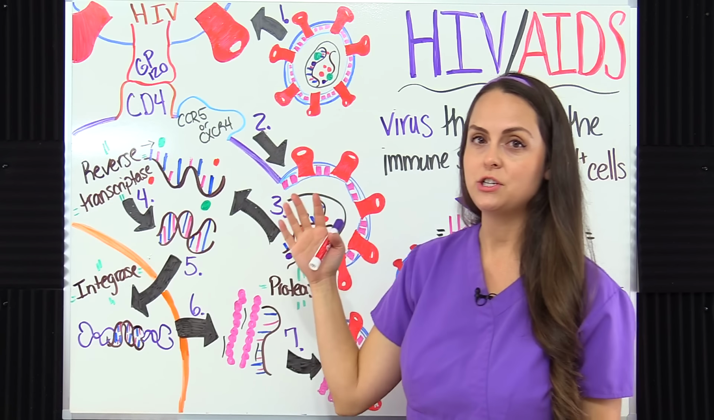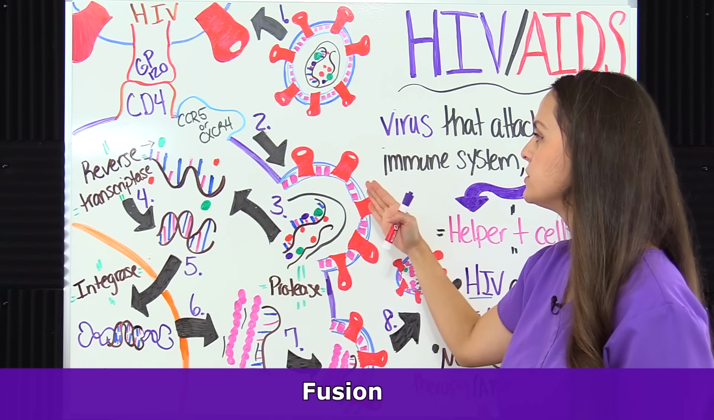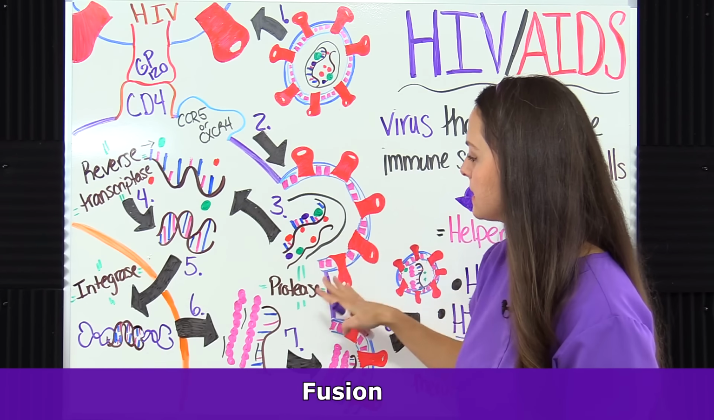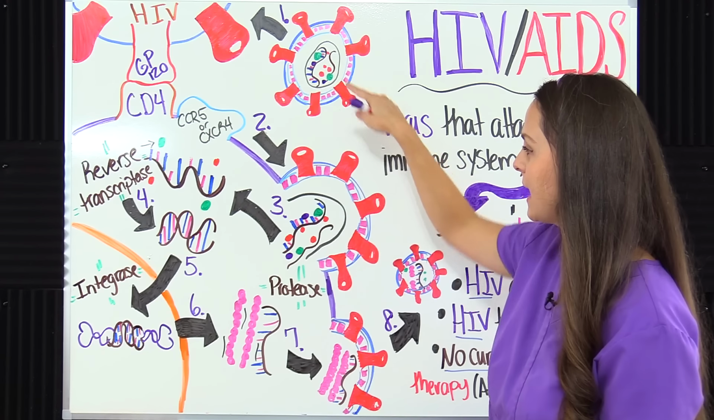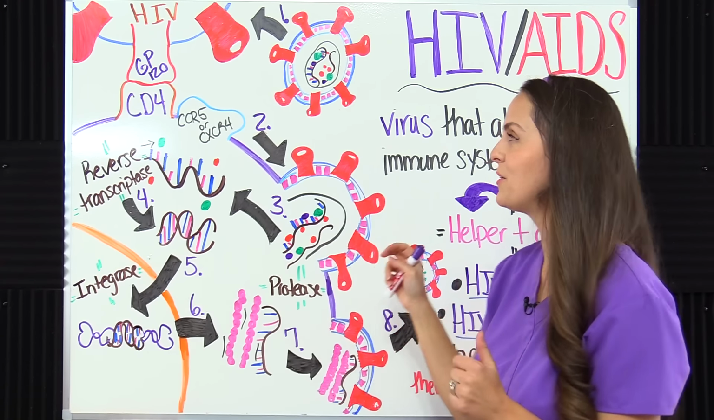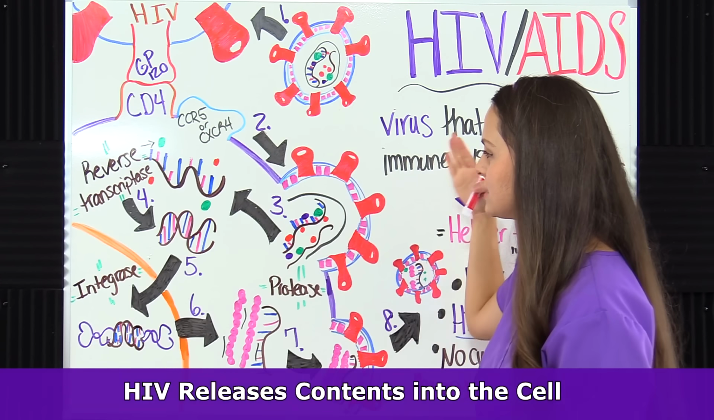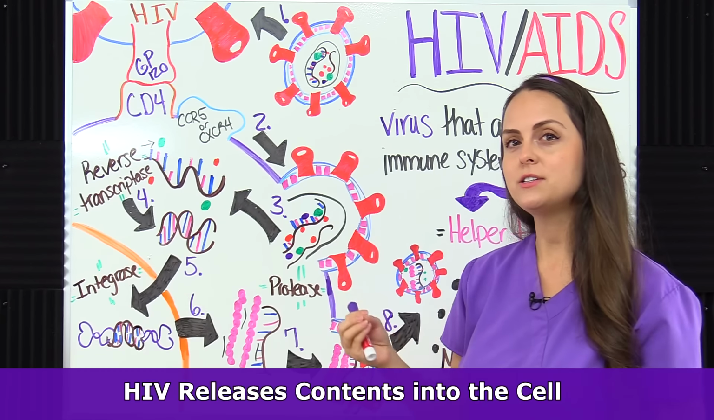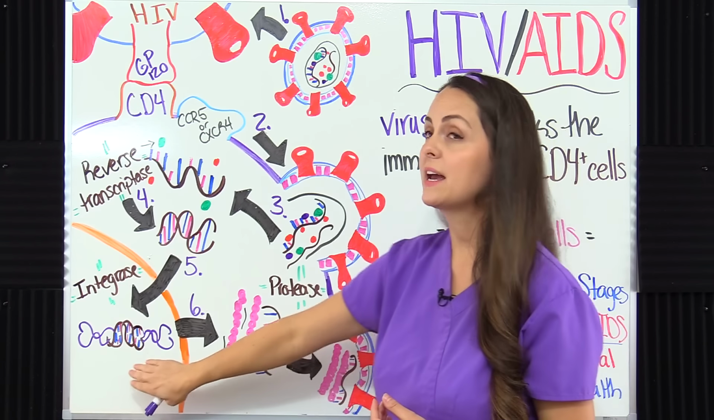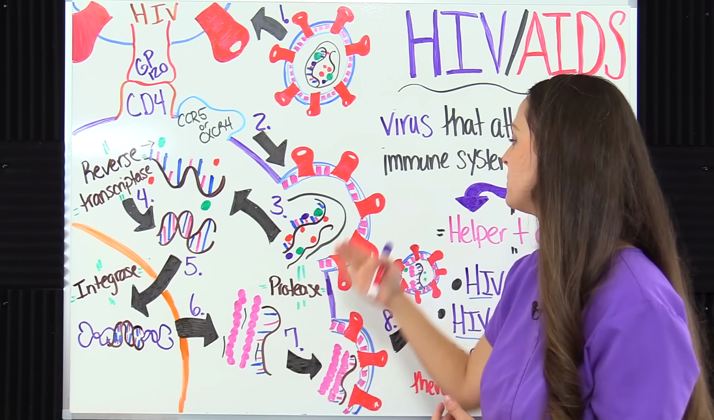Now what it's going to do, the next step is fusion. It's going to fuse itself with this helper T cell. And whenever it does that, it's going to take its suitcase, as I called it earlier, its contents and just dump it inside the cell. Because the whole goal of what it's got to do is it's got to set up shop and take over that cell. So it has some things to do.